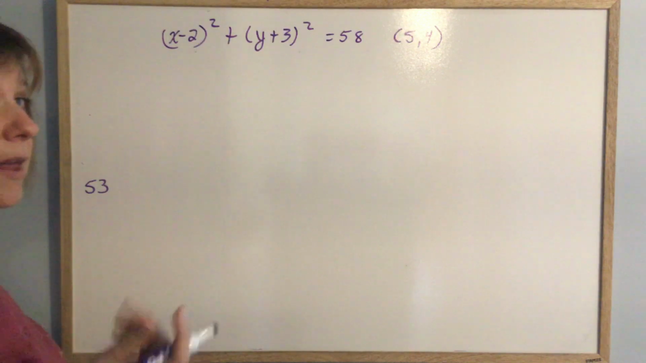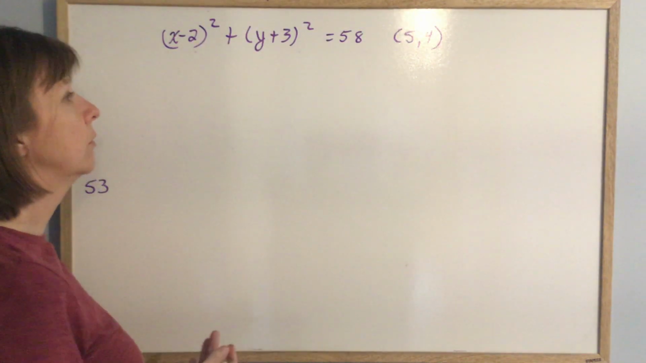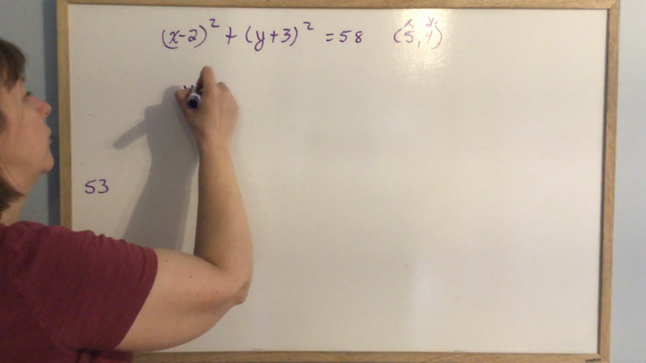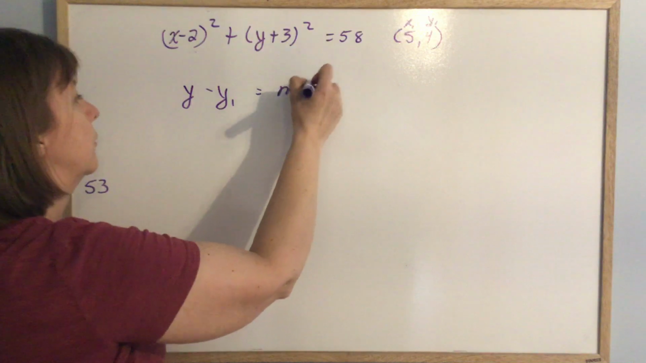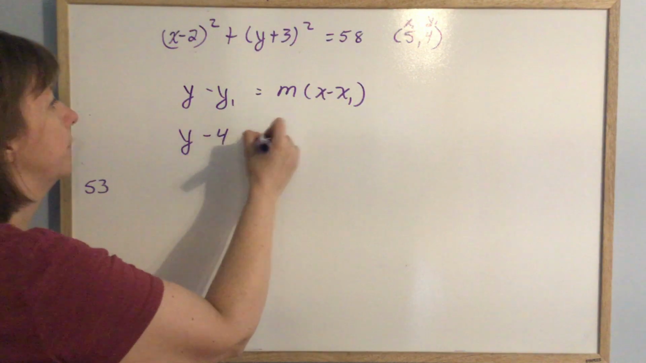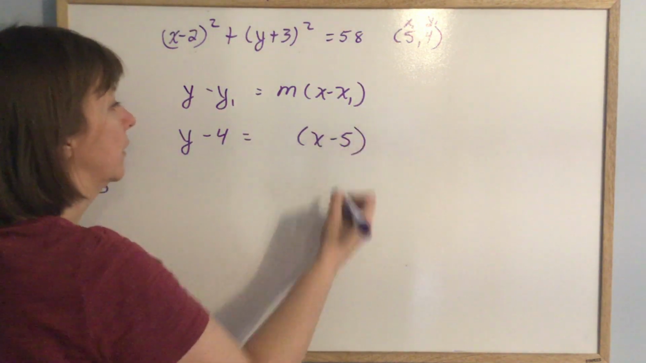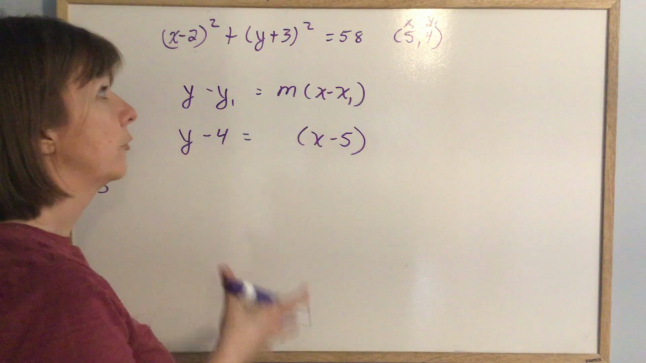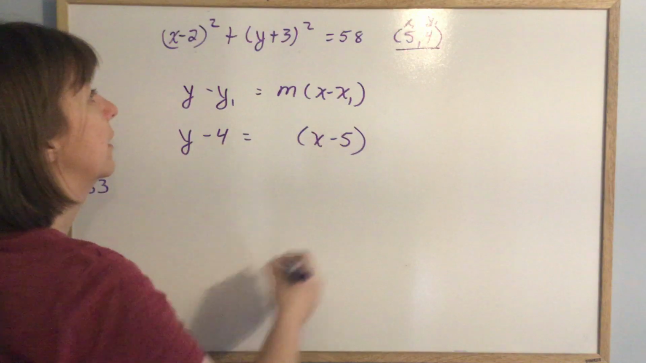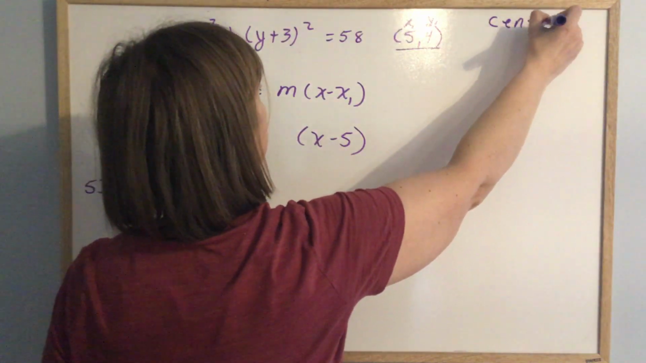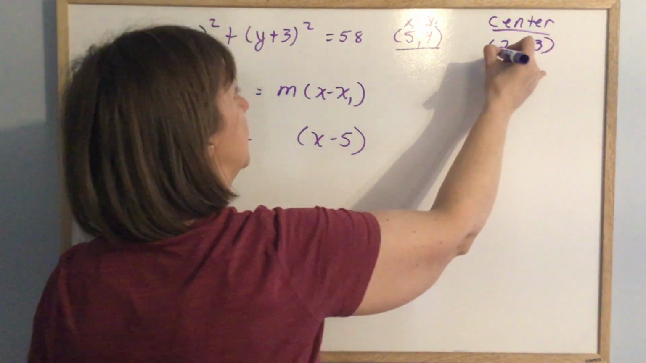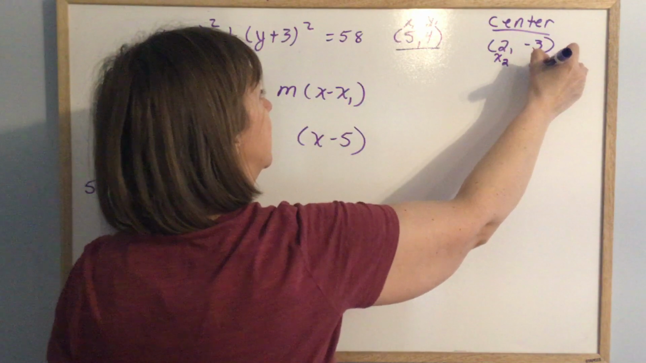Again, I can draw it. I'm not going to bother this time because I'm trying to get through this. So this is an x1 and this is a y1. So when I do y minus y1 is equal to slope times x minus x1, it's going to be y minus 4 and it's going to be x minus 5, but I need a slope. So the first thing I'm going to do is find the slope of the radius. This is one end of the radius. The center of the circle would be 2 and negative 3.